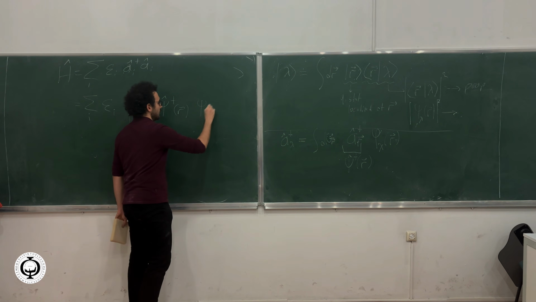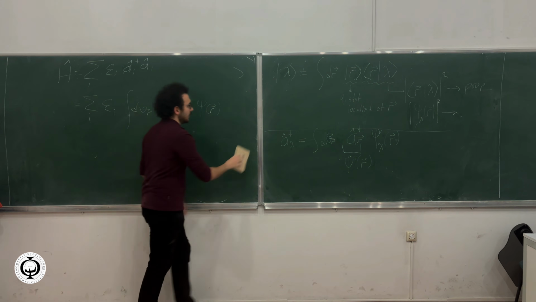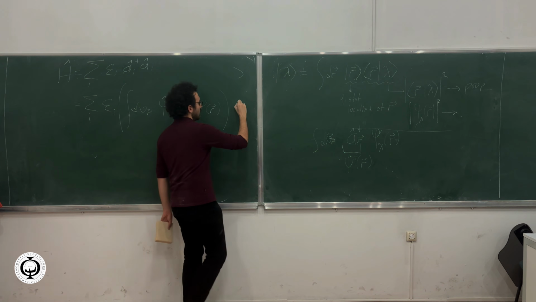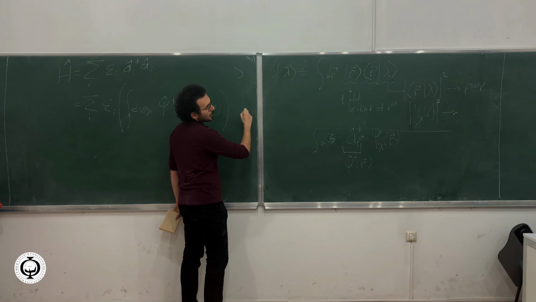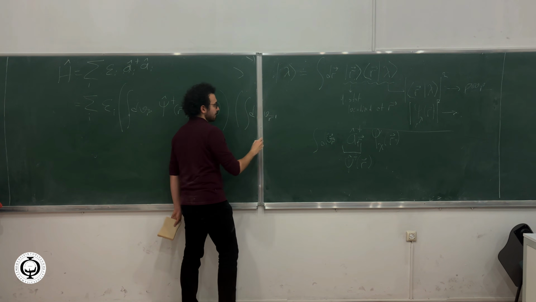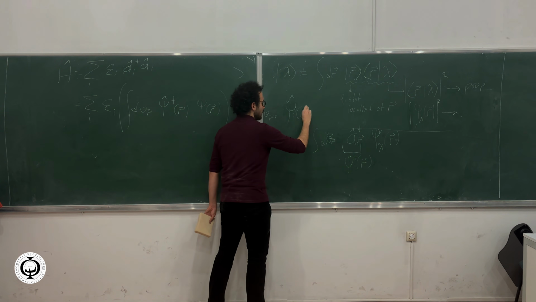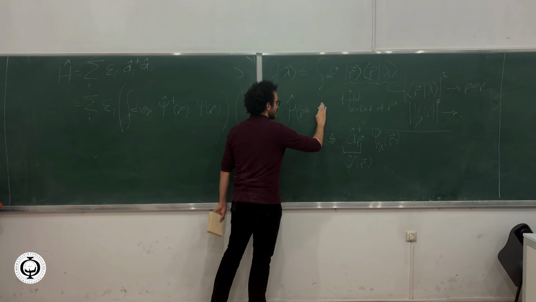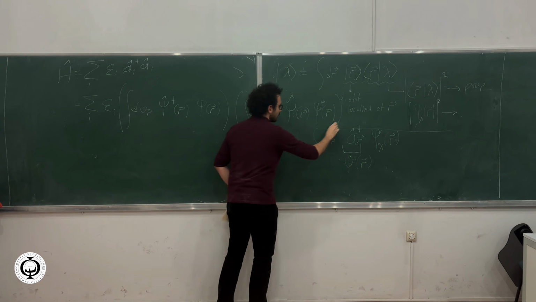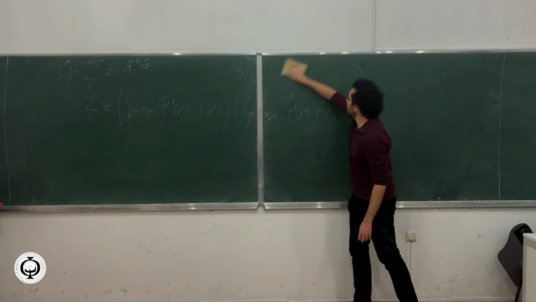with phi of r, and I will add once more the destruction part. I will use the volume integral over r prime of the destruction operator at position r prime with the conjugate of the wave function at r. Let's get rid of these things.